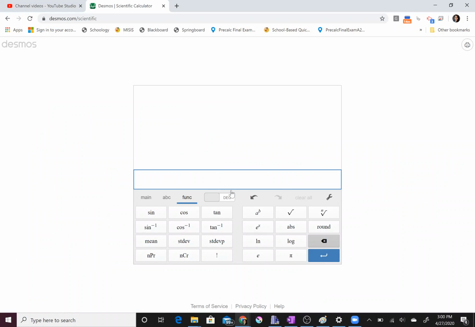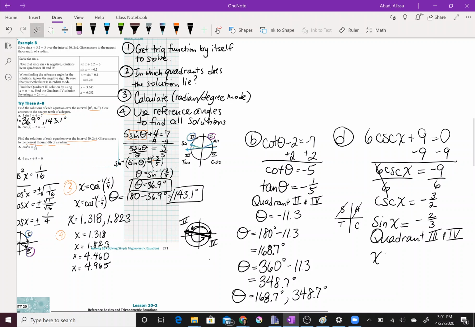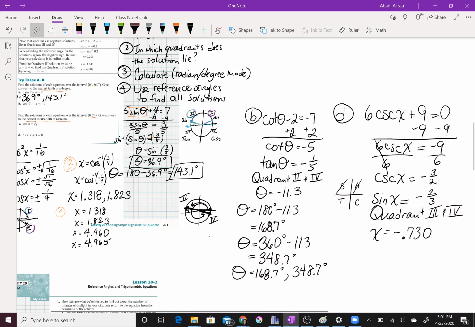Okay. So inverse sine of negative 2 over 3. This is in degrees. So to put it in radians, it's negative 0.730. Okay. Where exactly is that in your quadrants? You want that to be for quadrant 3 and quadrant 4.